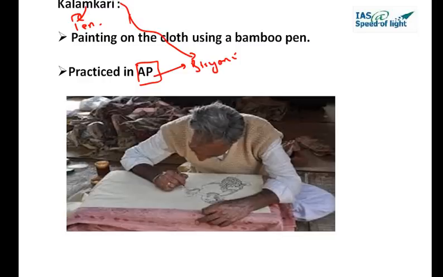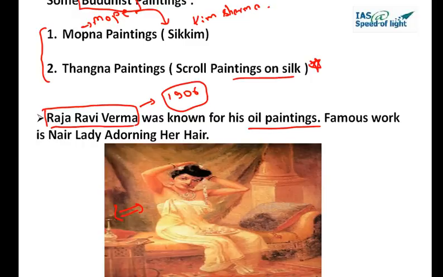Kalamkari, that is using the bamboo pen, painting on cloth, practiced in Andhra Pradesh. Buddhist paintings, Mopna painting in Sikkim, and Thangka painting, which are scroll paintings on silk related to Buddhism. Raja Ravi Varma, known for his oil paintings, like this.